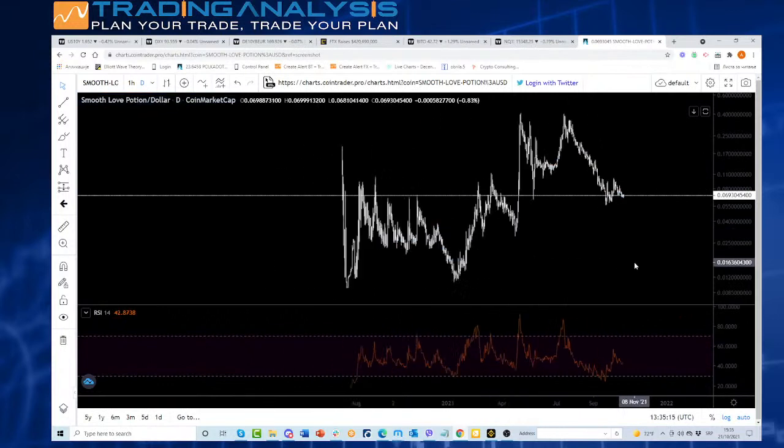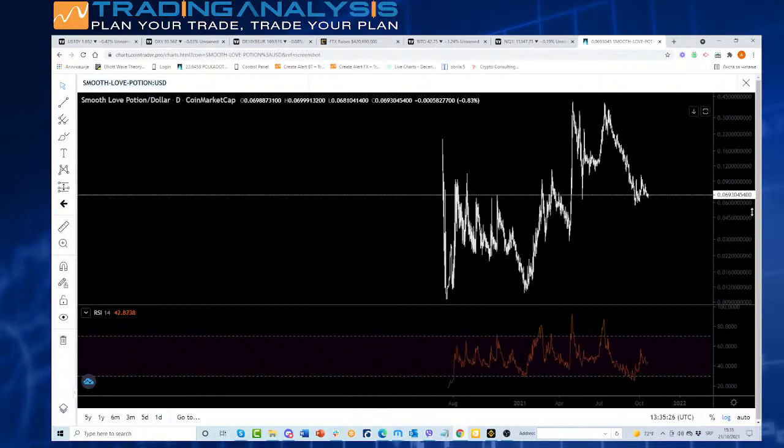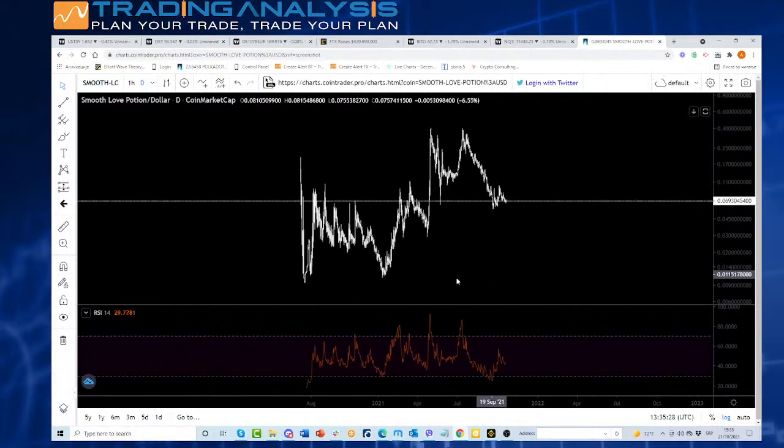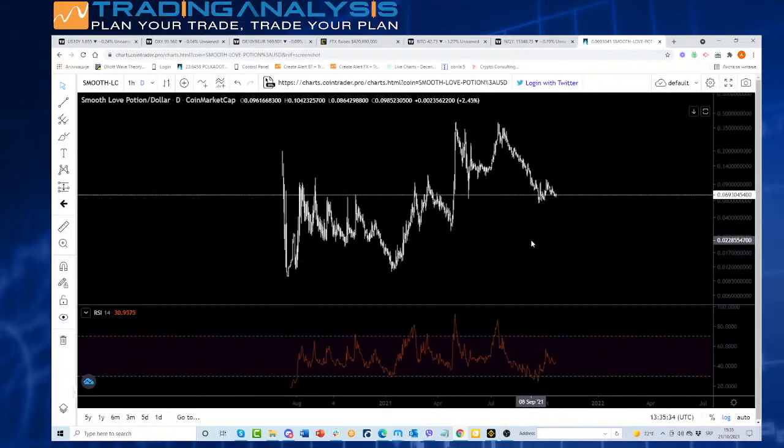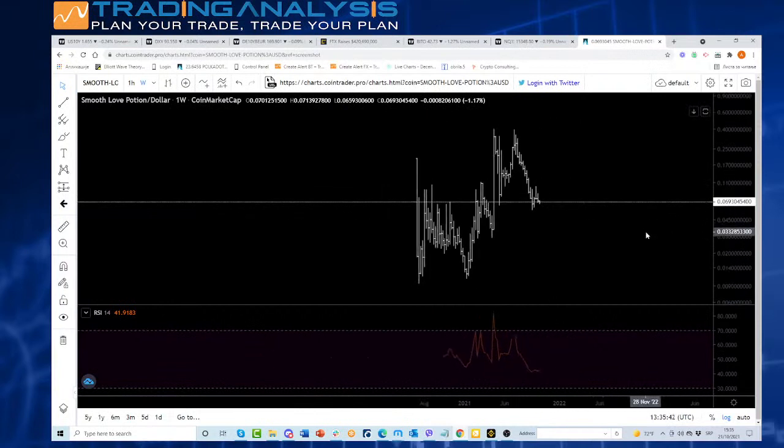I never looked at this coin. It's a small, smooth love potion USD. I don't know, we looked at something with love. I don't think it's this one. Pretty messy chart. Let me just see if I can derive anything from it.